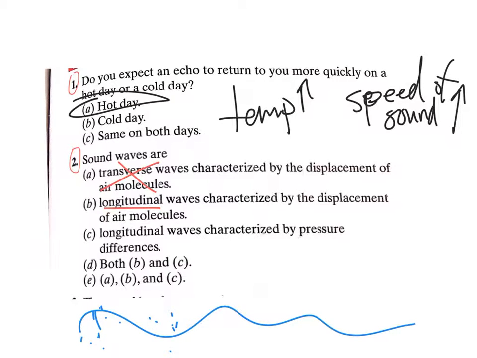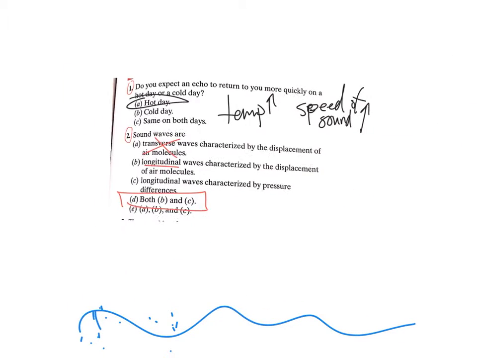Let's see, longitudinal waves. Hey, sounds good. Characterized by displacement of air molecules. Yeah, for sure. Longitudinal waves characterized by pressure differences. Those both sound good. So yes, the air molecules move back and forth, creating differences in pressure. Regions of high pressure and low pressure. Actually, it'd be like this, sorry. High pressure, low pressure, low pressure, etc. Okay. Yeah.